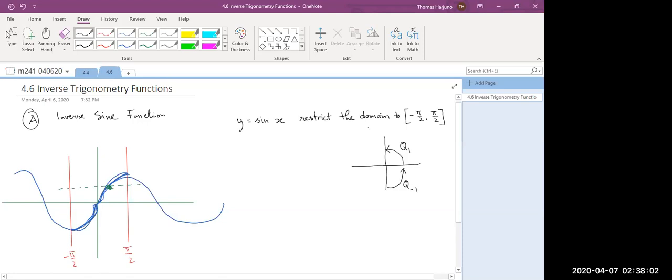Okay? Now, once we restrict the domain to negative pi over 2 to pi over 2, then y equals sine x is now a one-to-one function.